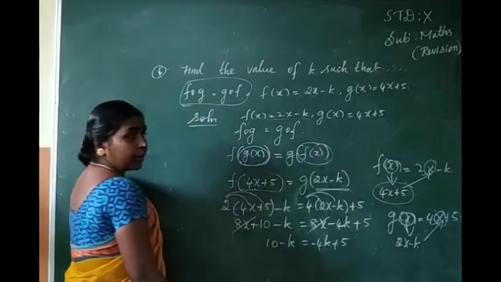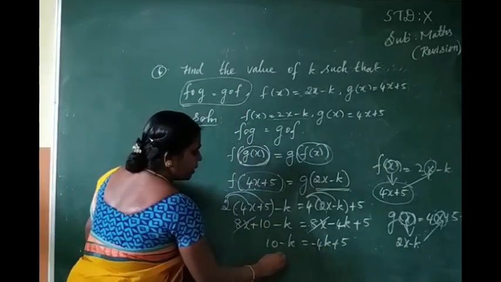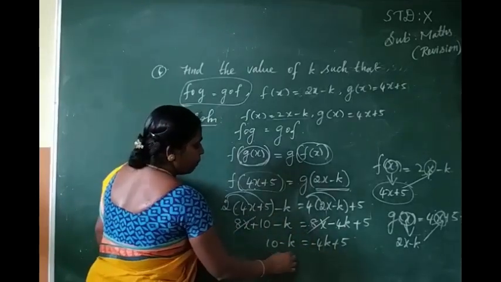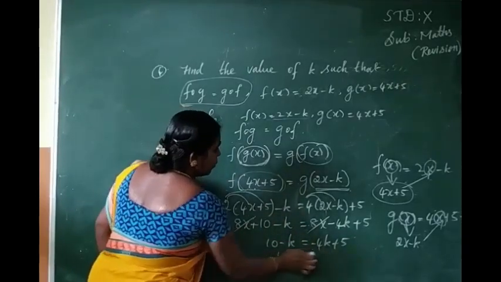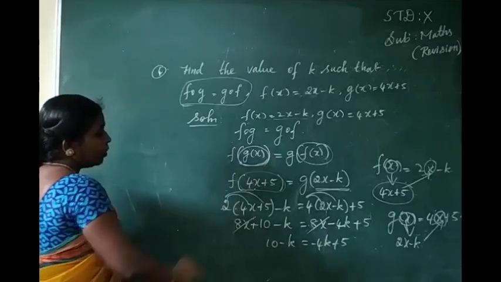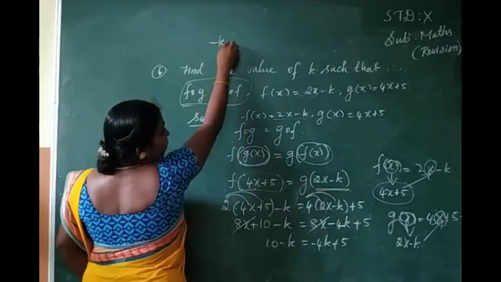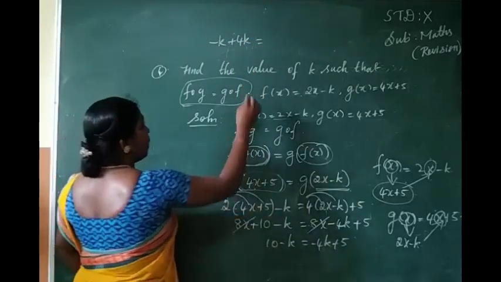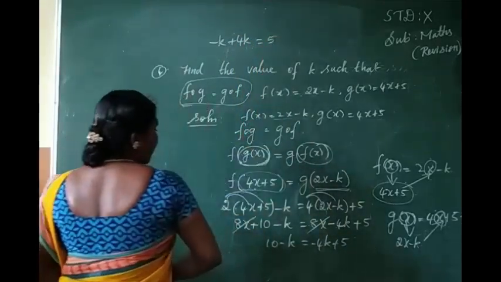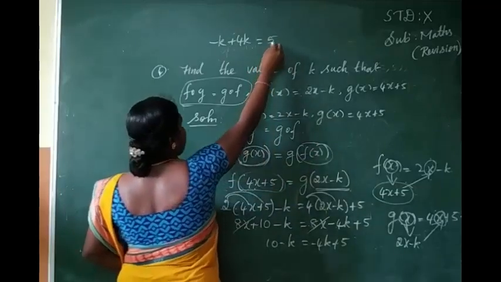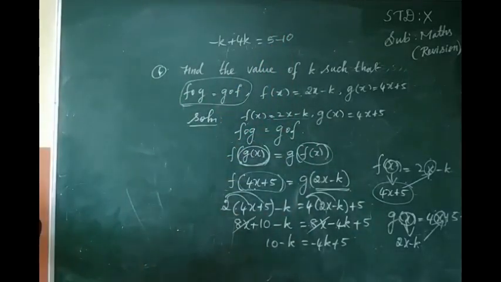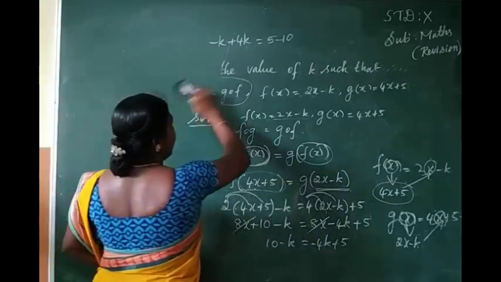So k you take in one side. Here minus k, minus 4k. If you are taking left hand side means plus 4k, minus k plus 4k equal to, already there 5. So this plus 10 you take right hand side to become minus, so minus 10. Okay, next line. So minus k plus 4k.